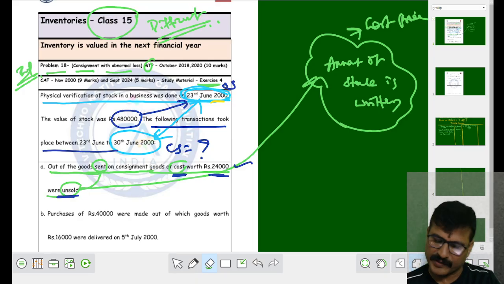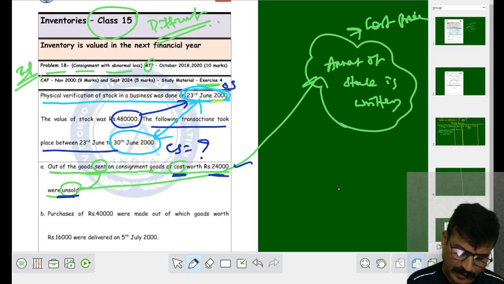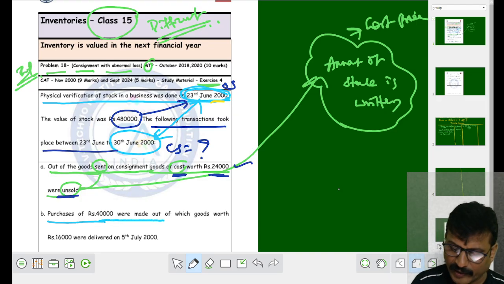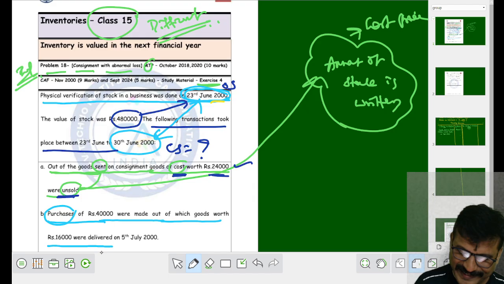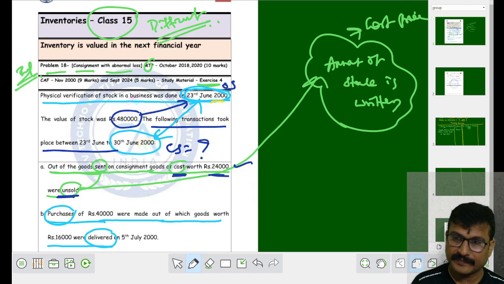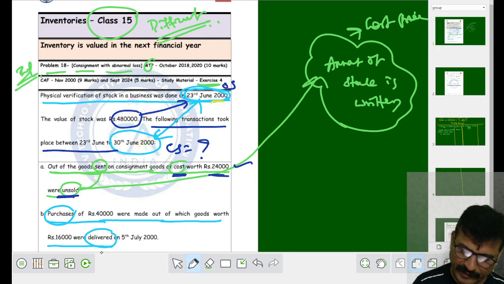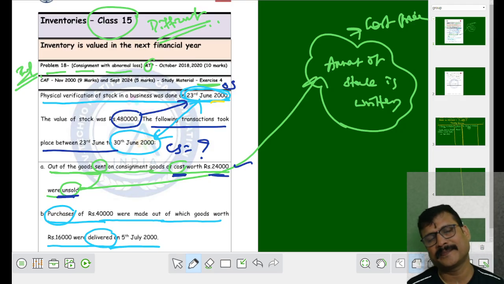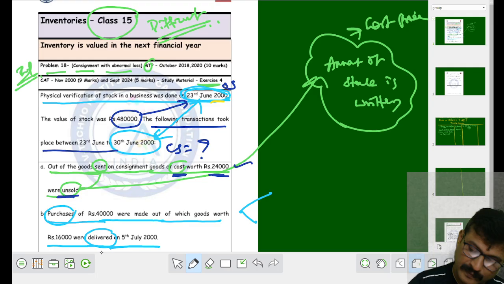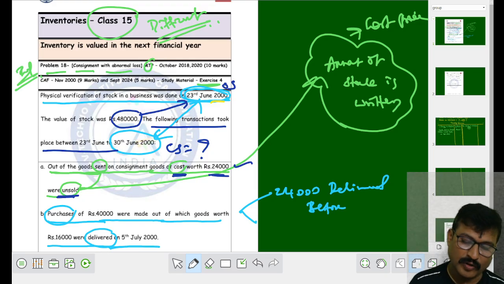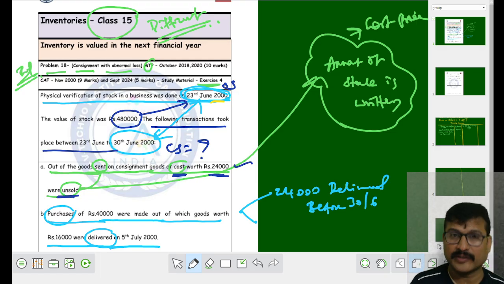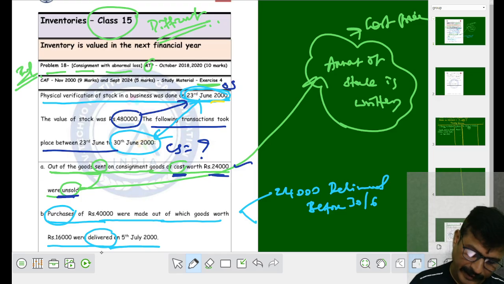Shall we move further? See what happened. Purchases 40,000 were made, of which goods worth rupees 16,000 delivered on 5th July. It means, out of 40,000, 24,000 delivered before 30th June. Remaining how much? Remaining 16,000.